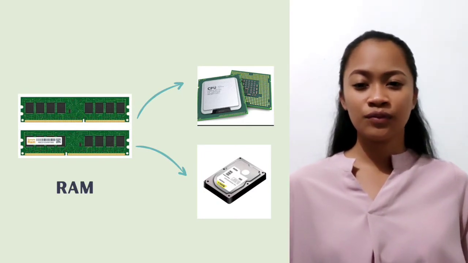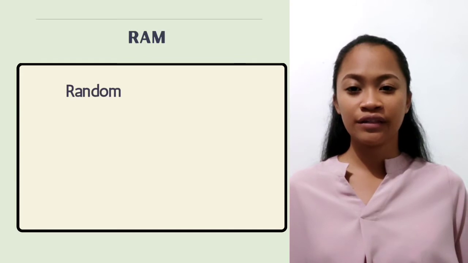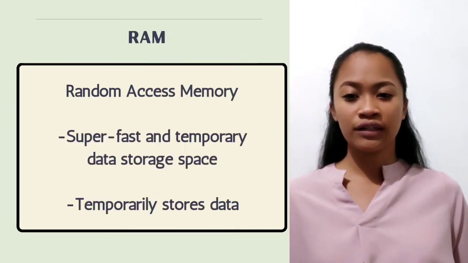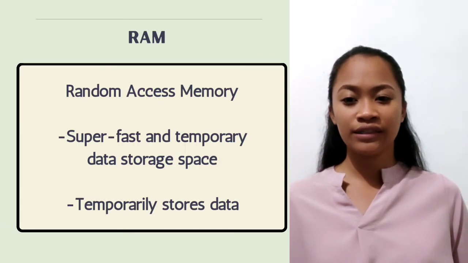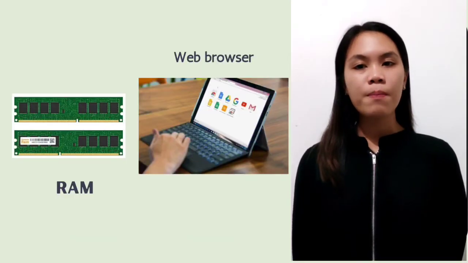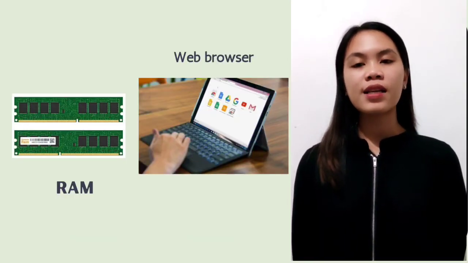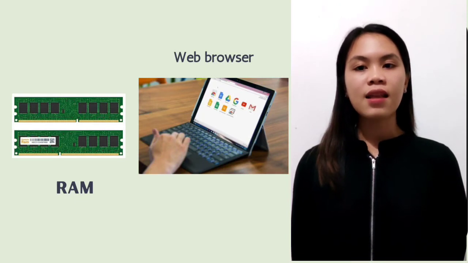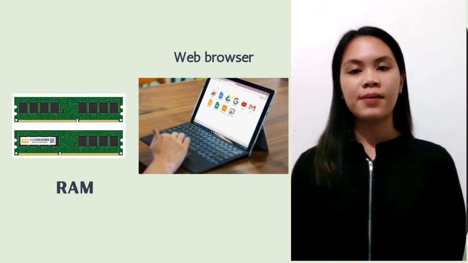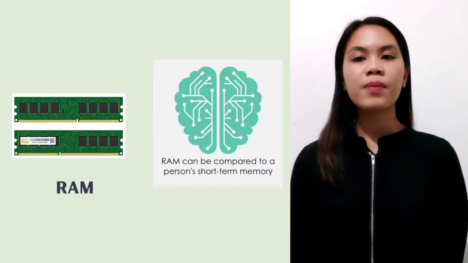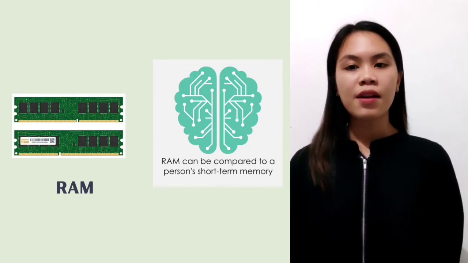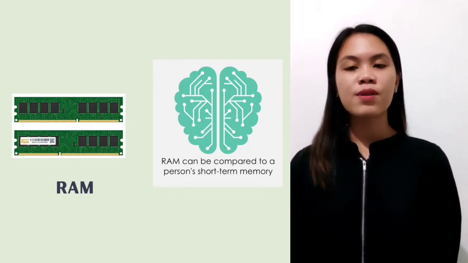RAM is also super fast and temporary data storage space that the computer needs to access right now or in the next few moments. RAM temporarily stores data and goes away when the power is off. For example, the web browser in which you are reading a blog or an article, and the data those applications work with. Because of its volatility, RAM cannot store permanent data. RAM can be compared to a person's short-term memory and a hard disk drive to a person's long-term memory.